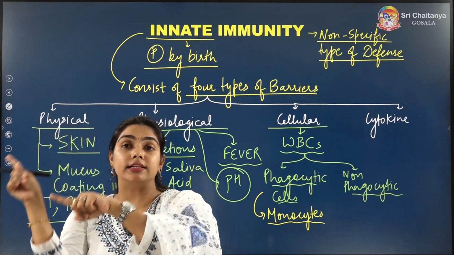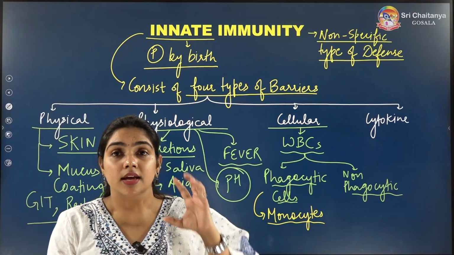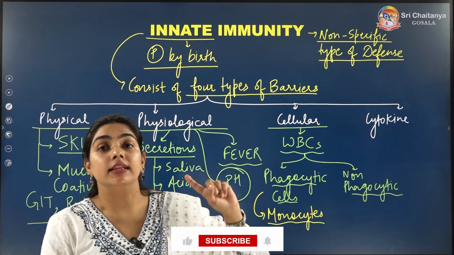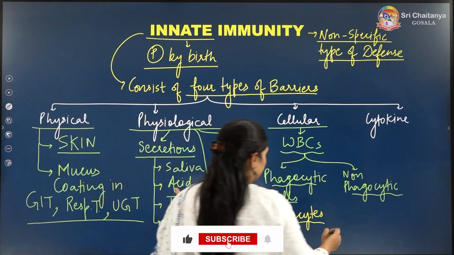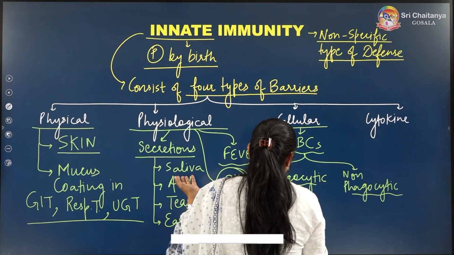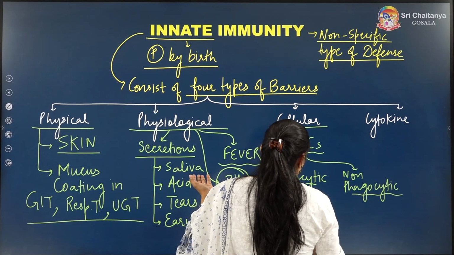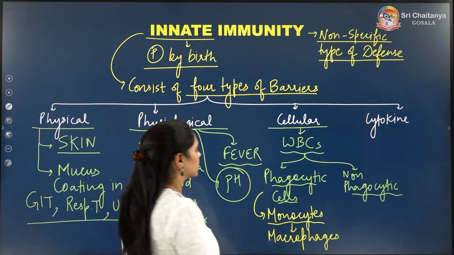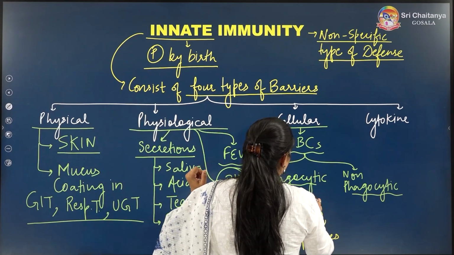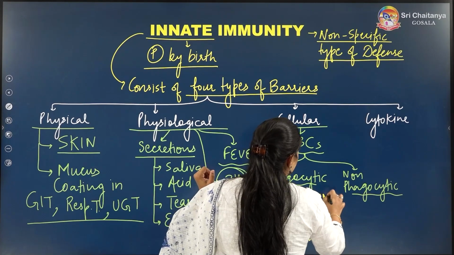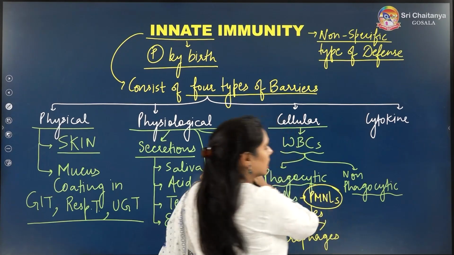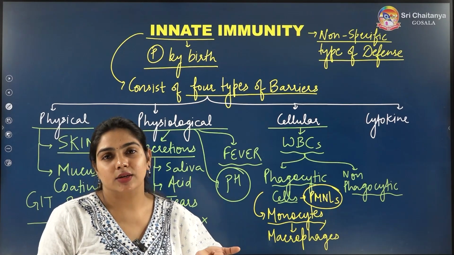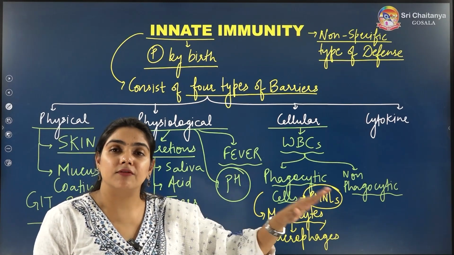When the same monocytes go into the tissues and there is a pathogen in the tissue, they turn into macrophages. So monocytes and macrophages are the phagocytic cells. Then one more type of cells that are phagocytic are called PMNLs, polymorphonuclear leukocytes. PMNLs are nothing but neutrophils. Okay, so you have got so many types of WBCs.